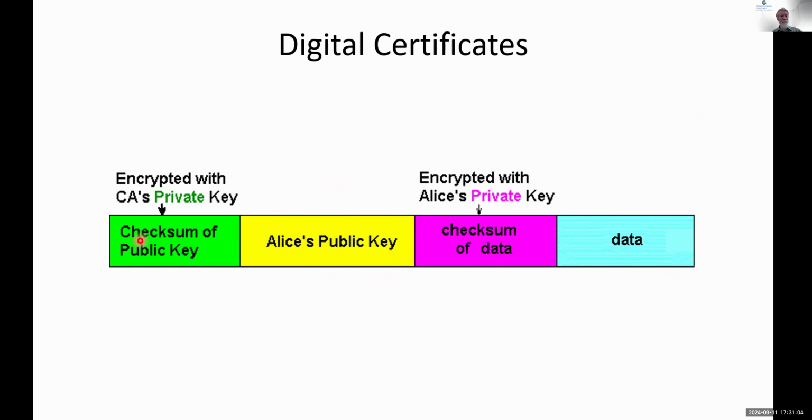Well, here's a checksum or a hash of Alice's public key. And the hash is encrypted with a certificate authority's private key. Since everybody, including Bob, has the certificate authority's public key, he can decrypt this, make his own hash of Alice's public key, and see if they check. They do check, so he knows this is the correct key for Alice, and then using this Alice public key, he can decrypt this and get the data. Therefore, he's got the key when he needs it.